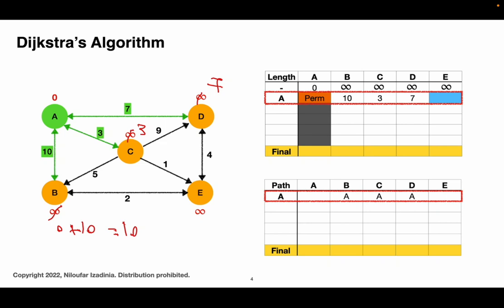And in the path table, we are going from A to 3 different nodes, so we have A under B, C, and D. And then in the next iteration, we do exactly the same thing.